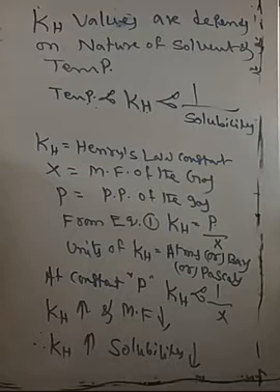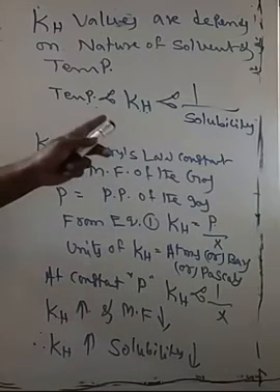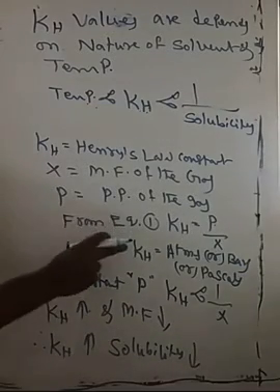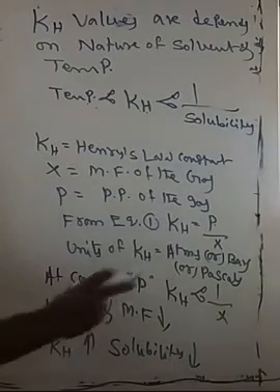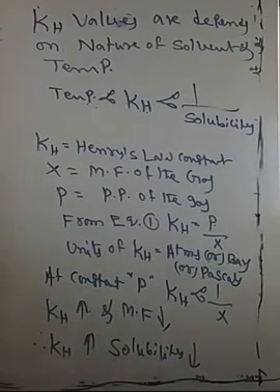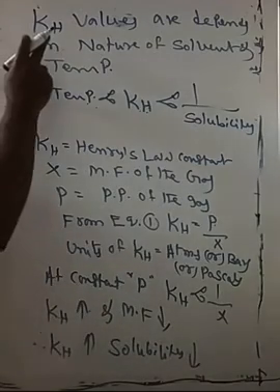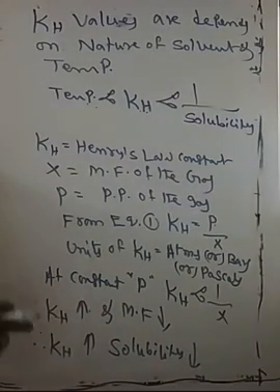It also depends on temperature. As the temperature increases, KH values also increase. But when KH values increase, the solubility decreases. So that is the Henry's law constant you use to calculate the solubility, along with the units of the Henry's law constant. The Henry's law constant values depend on the nature of the solvent as well as temperature.